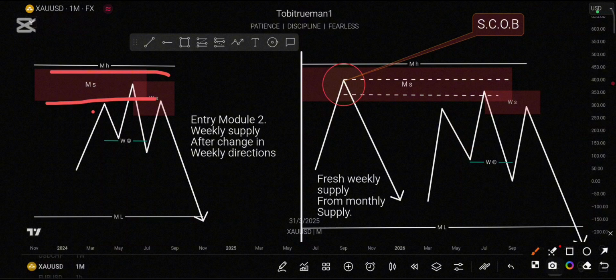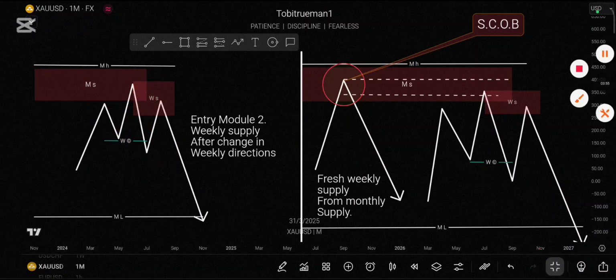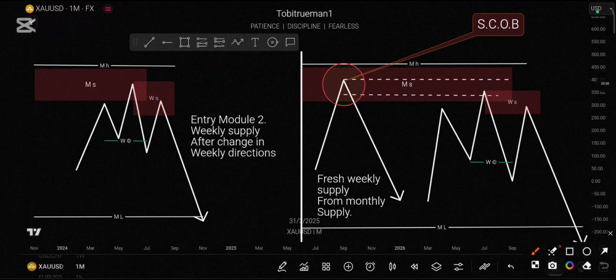Then we'll see that on the weekly, price might be buying, making higher high, higher low, and by the time it taps into this monthly supply zone, price comes and takes out this higher low of the weekly, thereby telling us that the direction of this market has changed from weekly buying to weekly selling.